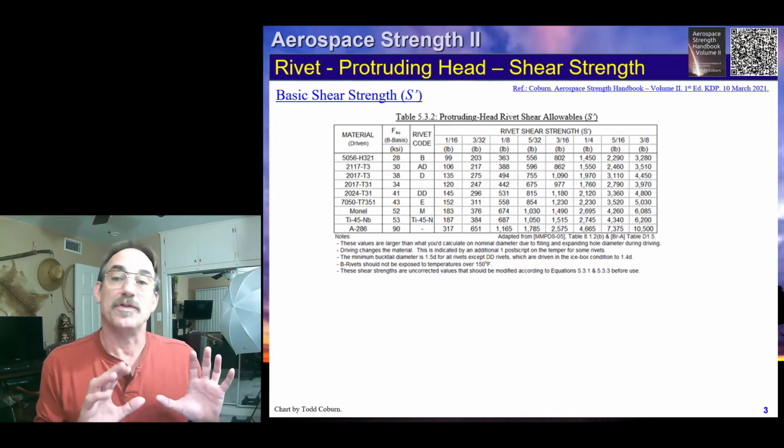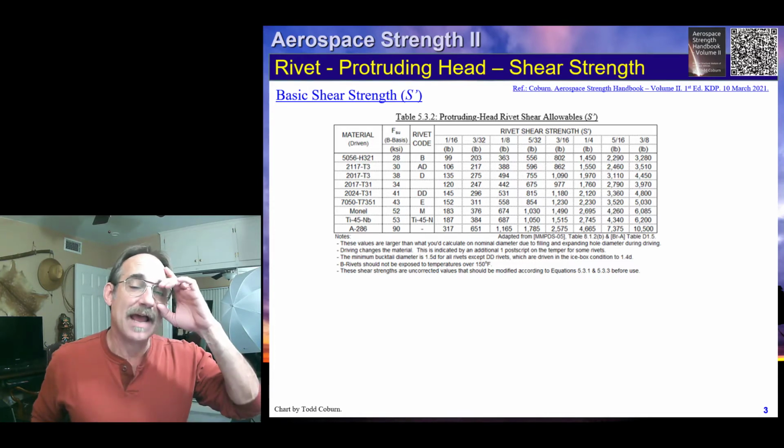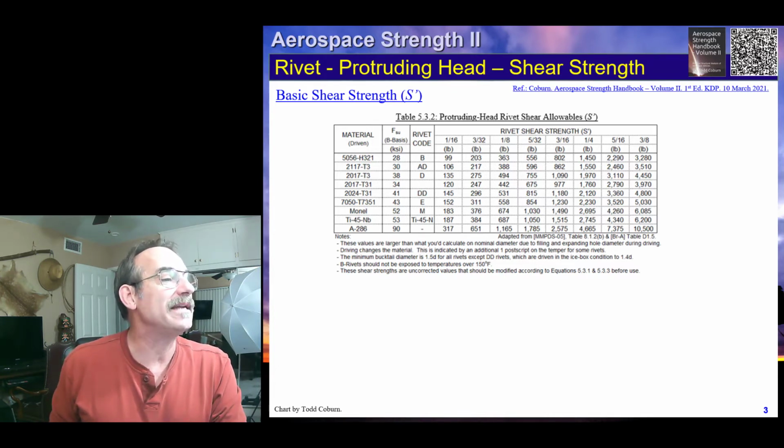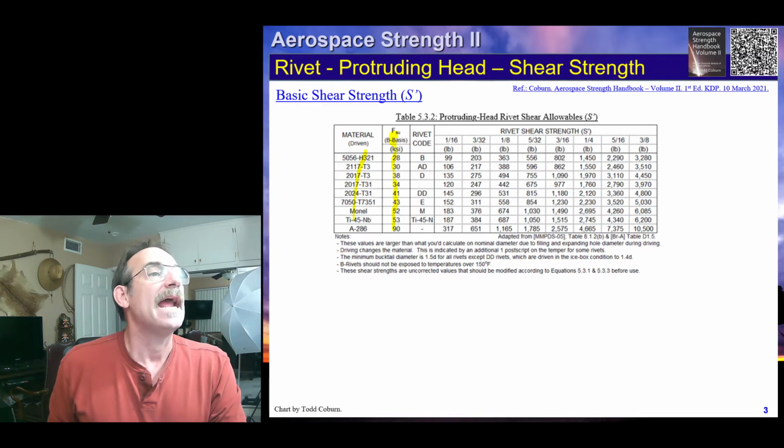So starting off with the shear strength of protruding head rivets, if we have a protruding head rivet, we will come to this table. On the left, we see what our material is. It's listed with different materials. You'll find out as a reference value what the FSU of those materials are. And then you're going to have the diameters of those rivets and what the corresponding strengths are. So for a 7050 T7351 rivet, these are the shear strengths. If you have a 5/32 rivet, your shear strength is 854. If you have a Monel 1/4 inch rivet, your shear strength is 2695.